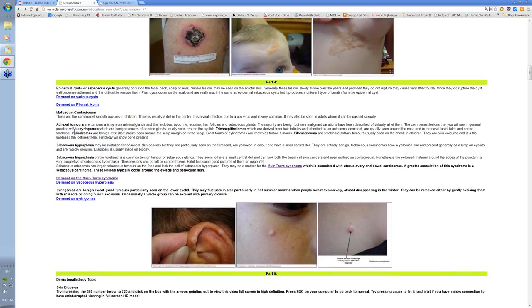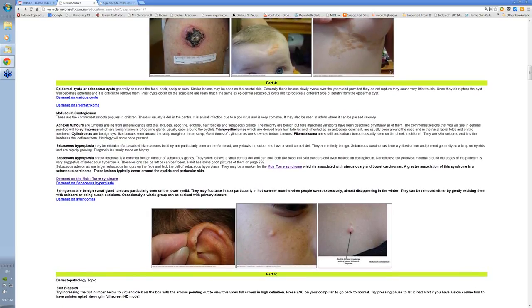Adnexal tumors, they're multiple lesions. If you look in any path book, you'll find the adnexal tumors are those that are arising from eccrine glands, from hair follicles, from apocrine glands, and we call those the adnexal structures, so a variety of benign and malignant tumors will arise from those.